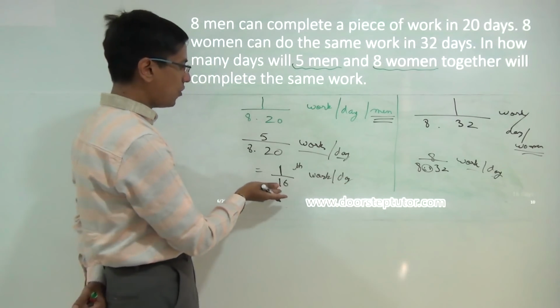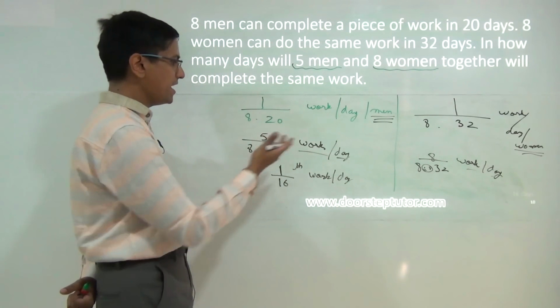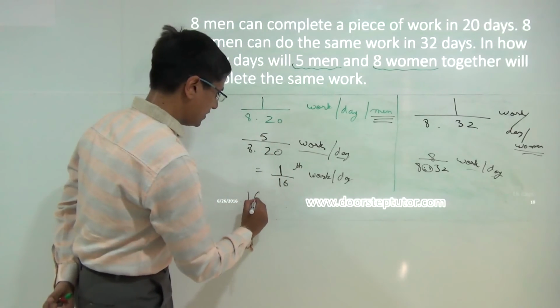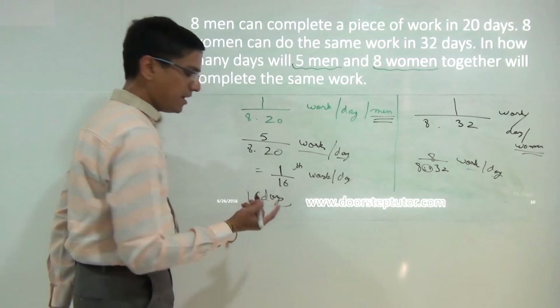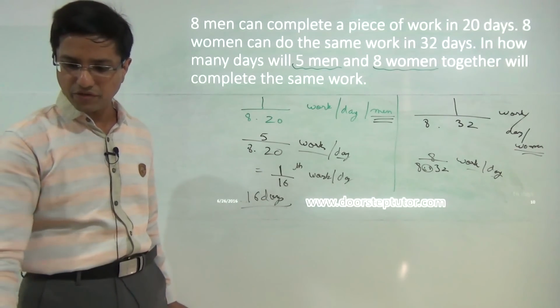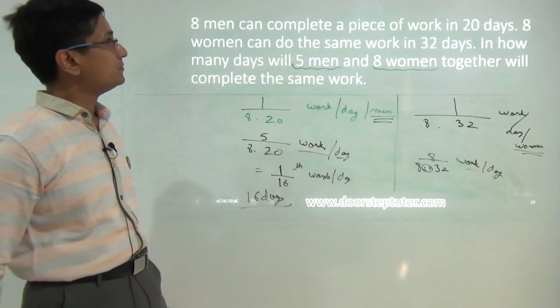Very simple. So how many days would it take them to complete the work? Obviously 1/16th of work is done in one day. So in 16 days the work would be completed. So the answer is 16 days. Very, very simple, right? If you understand the problem, it just comes to you naturally. It speaks to you. Let's move on.